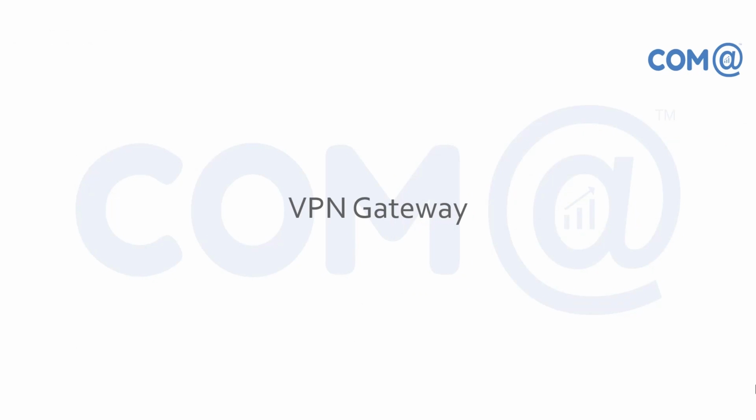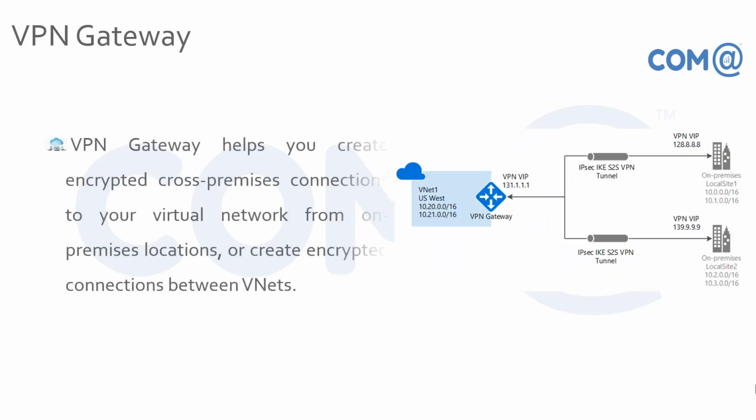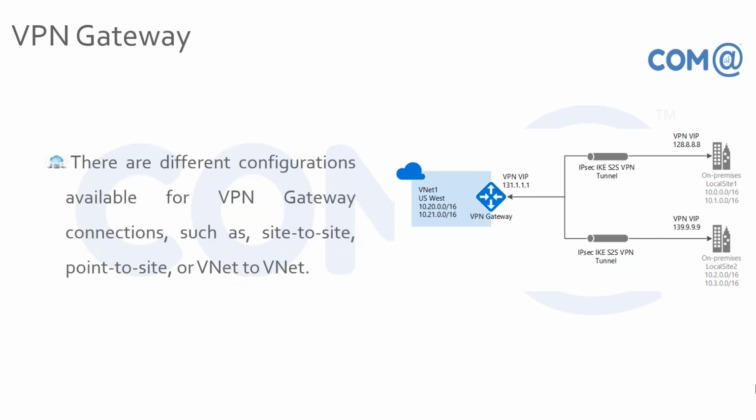And speaking about VPN Gateway, VPN Gateway helps you to create encrypted cross-premises connections to your virtual network from on-premises locations, or create encrypted connections between VNets. There are different configurations available for VPN gateway connections, such as site-to-site VPN, point-to-site VPN, or VNet to VNet. All these configurations use the VPN gateway.